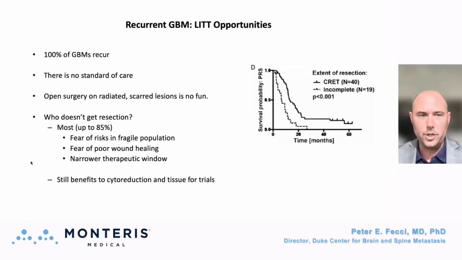So what are the opportunities here? 100% of GBMs recur. All of these patients do not have a standard regimen and really deserve some shot at cytoreduction frequently if it can be done safely. Open surgery on these radiated scarred lesions is no fun. Most people are not getting resection, mostly because of the fear of risk of doing a big surgery in them. But what if you could do a smaller, minimally invasive procedure, get tissue that might help for trials, for targetable mutations, and offer those folks cytoreduction, which is probably helpful.